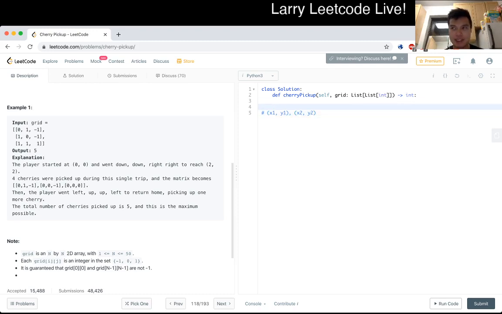And then, yeah. If they're the same, and then you can pick up cherries when you're there, there's the only edge case if they're the same. If the first coordinate goes to the second trip's coordinate at the same time, then you only pick up the cherry once. You don't pick up the cherry more than once is what I'm trying to do here. If they're both in the same place at the same time, you only count that cherry once. That's why I have this.